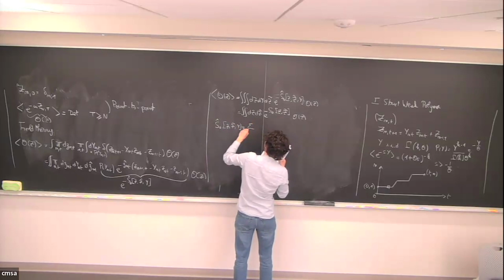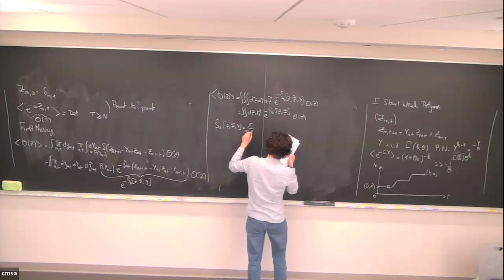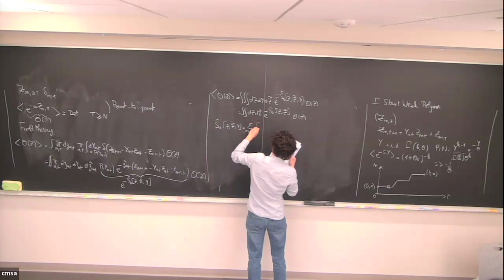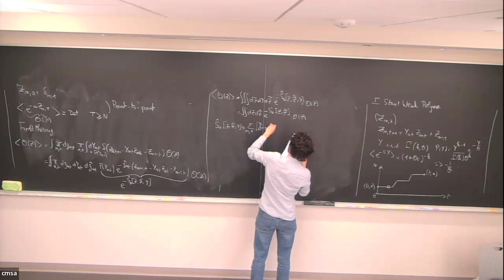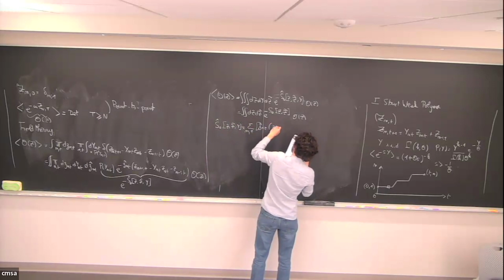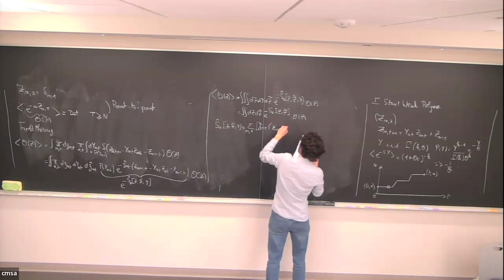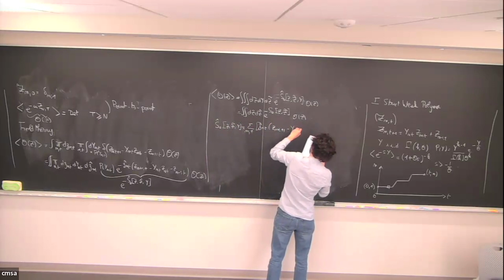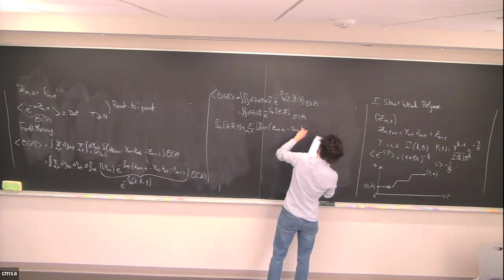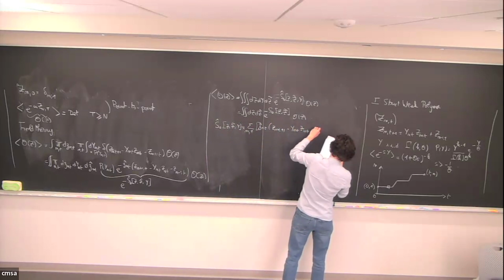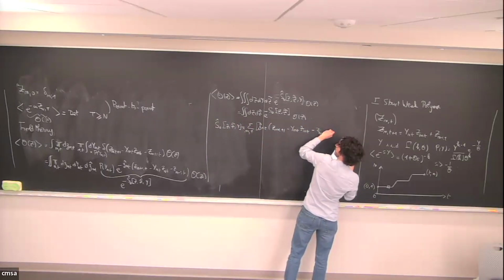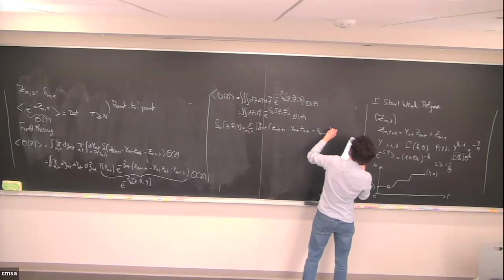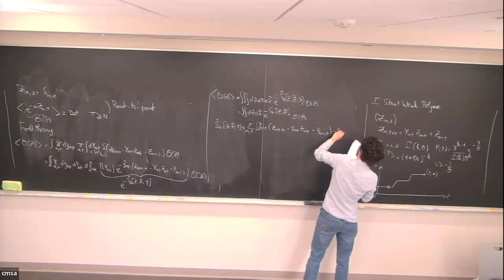Okay. In the present case, the action S naught hat of z tilde and y is written as the sum over all space-time points of the lattice of z tilde nt times a factor of z n t plus 1 minus y n t z n t minus z n minus 1 t, minus the logarithm of the density of y.